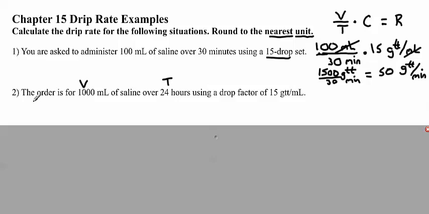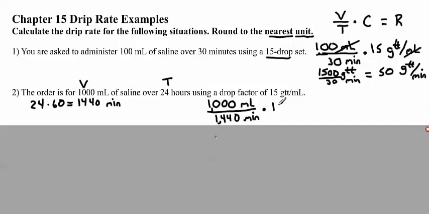So if you went 24 times 60, you would get 1,440 total minutes. So now if we go back to the formula, we have the volume, which is 1,000 mLs. Now we know the number of minutes, which is 1,440 minutes, because we had to convert our hours into minutes.